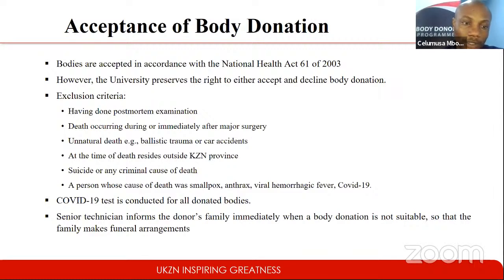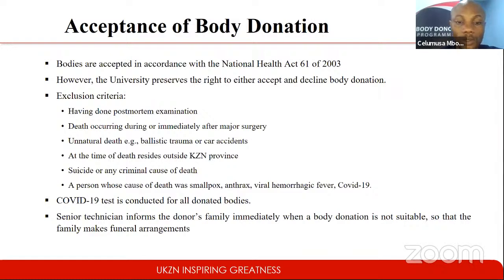The reason number 4 is people who reside outside of our province in KwaZulu-Natal. Reason why we don't accept people from other provinces is mainly because of high transportation fees. And reason for not accepting bodies for people who died because of suicide or there's any criminal cause of death is because we require to preserve the body as soon as possible, and we need to retain the body for a specific time period. So if there's any legal cases that are pending, it will interfere with our purposes.